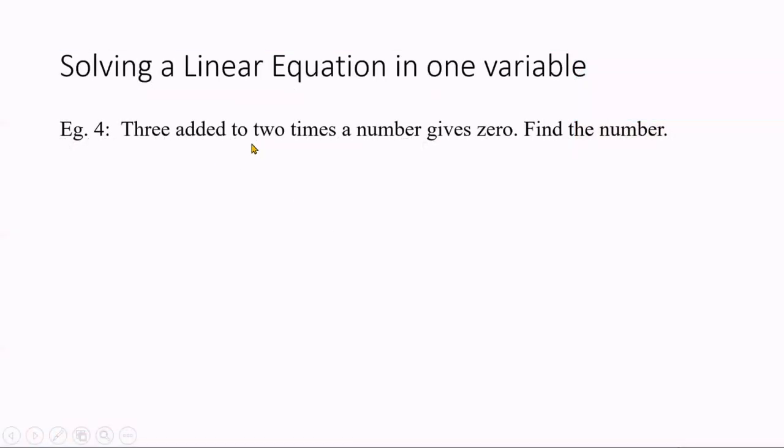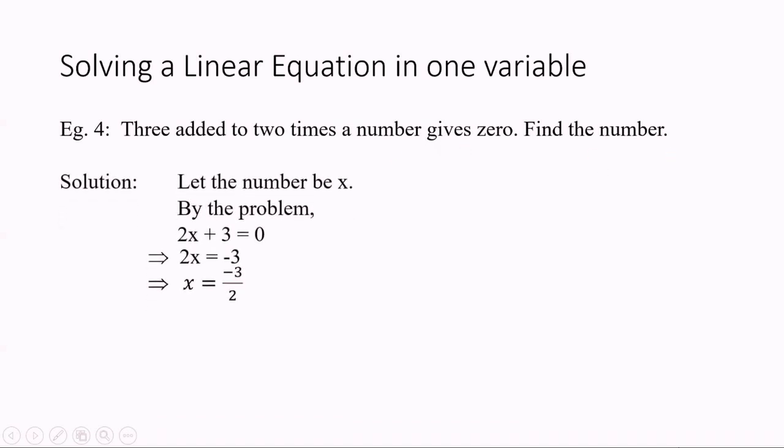3 added to 2 times a number gives 0. Find the number. So what do we do? Let the number be x. By the problem, 2x plus 3 is equal to 0. Then we get 2x is equal to minus 3, and we get x is equal to minus 3 by 2. So we see the value of x is minus 3 by 2.